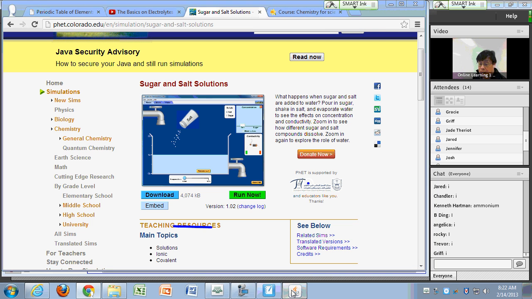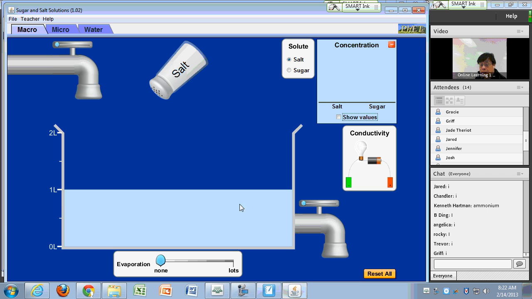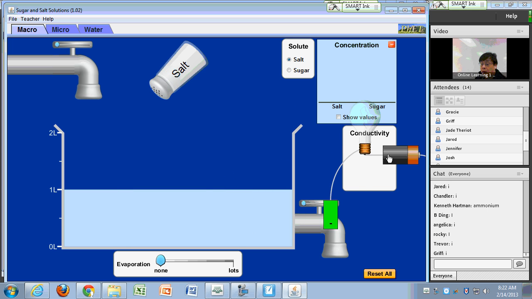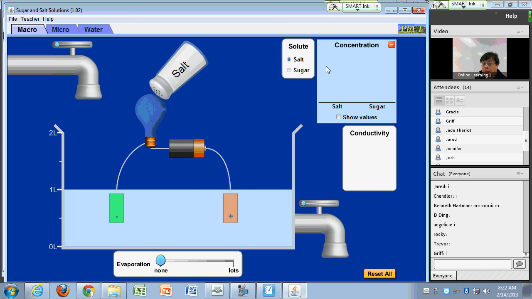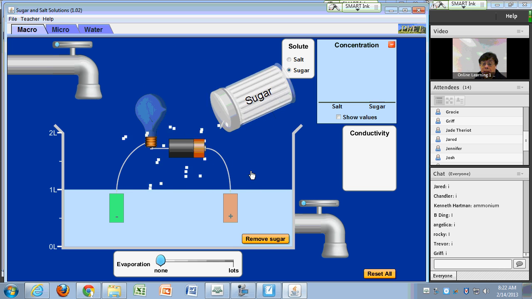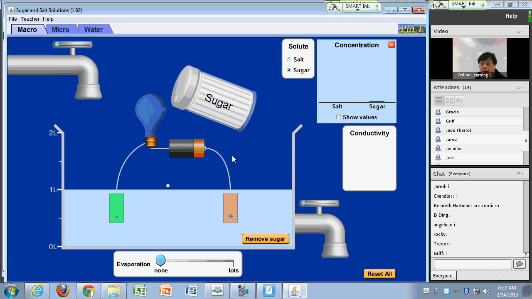What you'll get is this animation right here. So this is what happens when you put salt in water. First of all, let's check the conductivity of water. Pure water, if I check the conductivity, is not going to conduct electricity. See? Now, if I add some sugar into it, so I'm going to shake some sugar into my water, it will not conduct electricity either. Okay, sugar is made up of molecules.